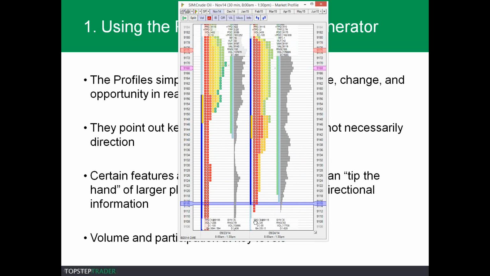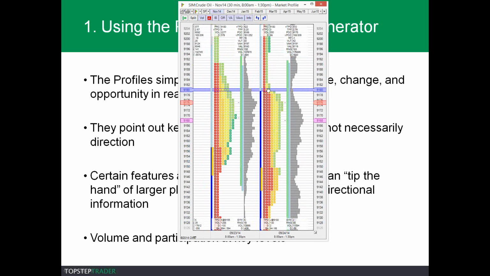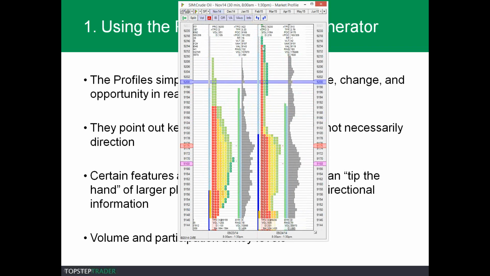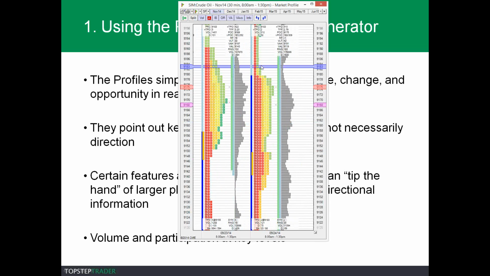Then the market rotated all the way back up, and then traded through the high of the initial balance in D period and put up a high up here. And then it returned to the initial balance and basically went back to the two-sided trade, to the balance that we were talking about earlier.